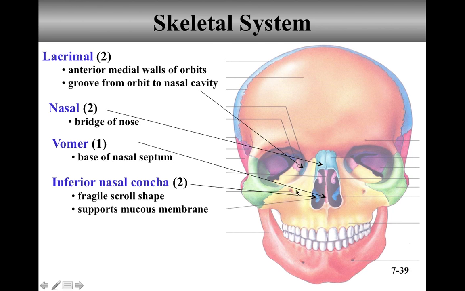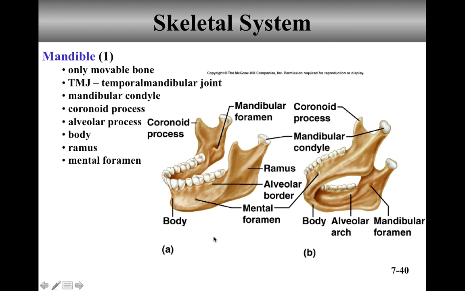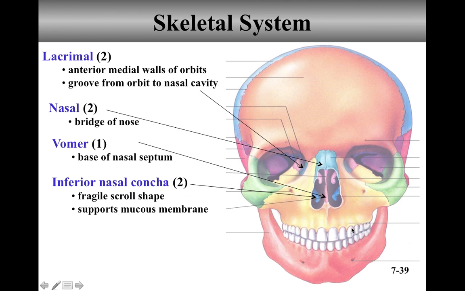And so there's another bone. Inferior nasal concha, we've already talked about those guys. Inferior means below. So we have inferior, we have middle, and up here we have a very, very small, super small superior nasal concha. And so fragile, it's shaped like a scroll. You already know what it does. It supports mucous membranes inside of your nose. And with that, we are done with the skull.